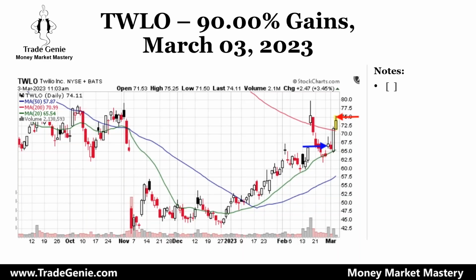So this is a Twilio chart. I entered here when it gapped up. When I initiate a trade, I initiate it as if I'm going to lose money. I do all my work. I will explain, there's a lot of work to be done. There's a lot of work I do.